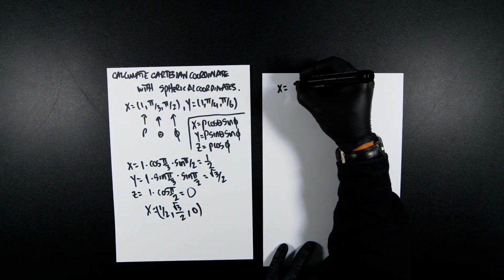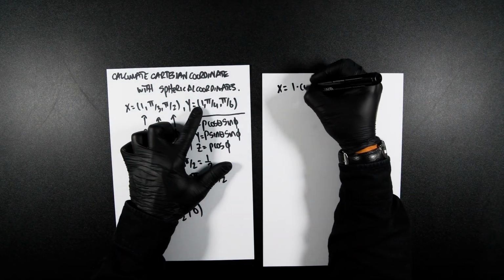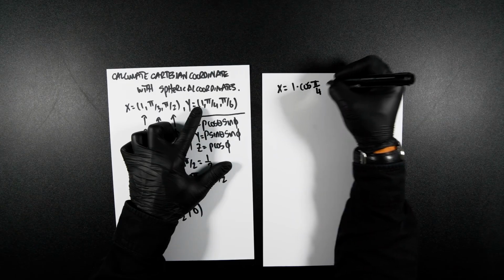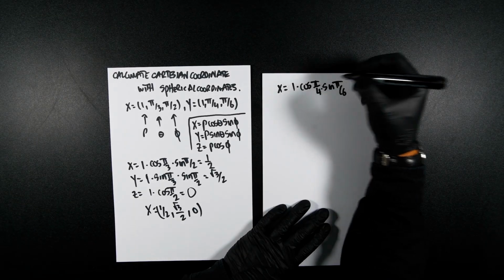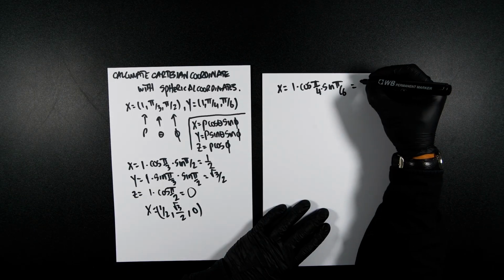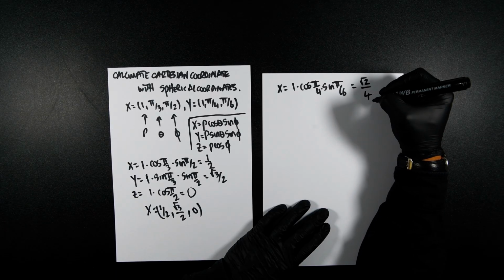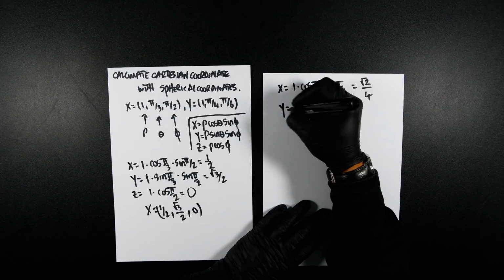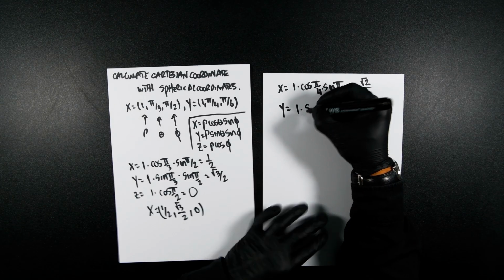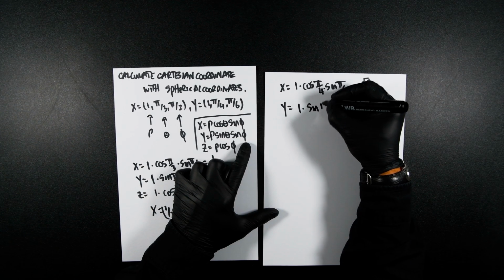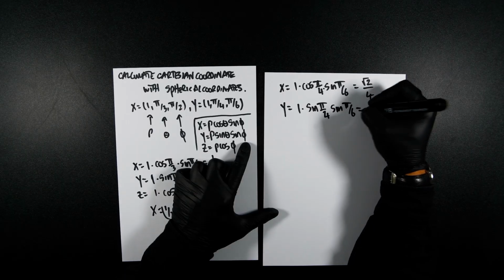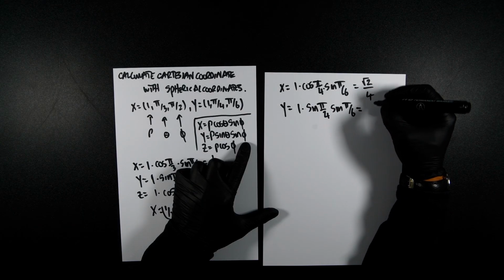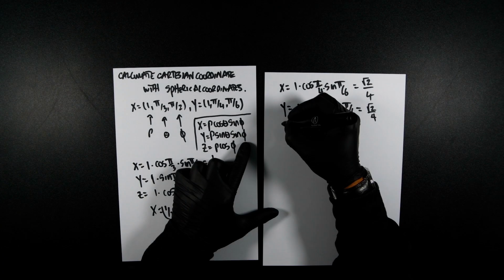I'm going to do x equals 1 here, then cos pi over 4, sine pi over 6, there's going to be a dot there. That's going to equal root 2 over 4. Yeah, over 4. And then y is going to be 1 dot sine theta, which is pi over 4, sine phi, which is pi over 6, and that is root 2 over 4. Yeah, that's root 2 over 4.